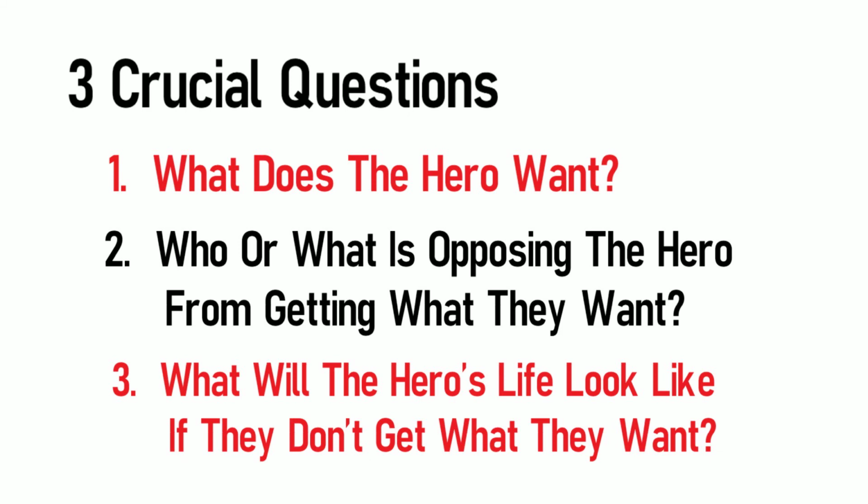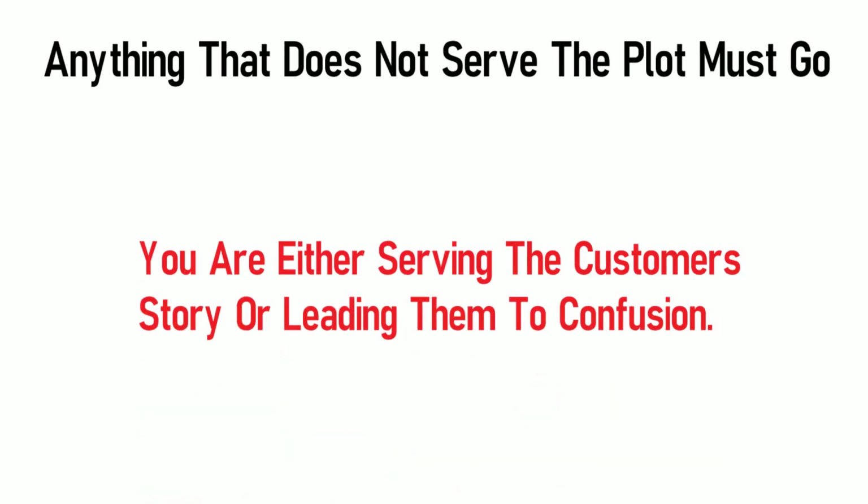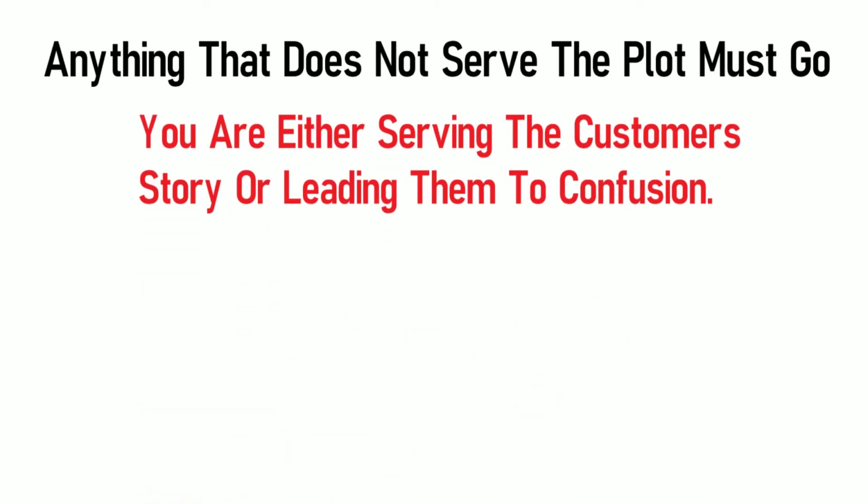So one key rule in the book is that when you're editing a story or your marketing materials, but in the case of the movies above, if you're editing a movie or a story, anything that does not serve the plot must go. With that said, in every line of copy you write, you are either serving your customer's story or leading them into confusion. Mr. Miller takes the 3 crucial rules and applies them to your business.